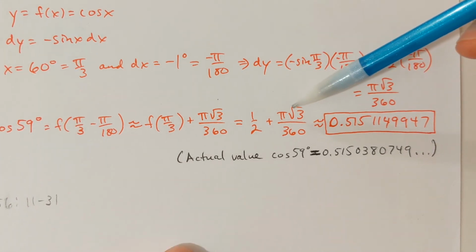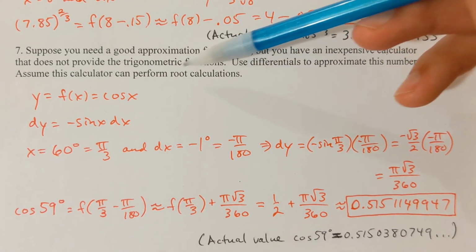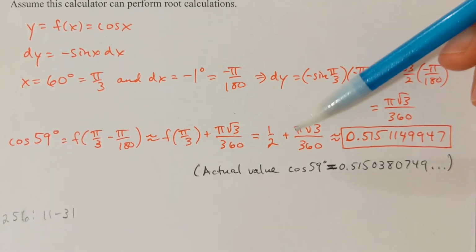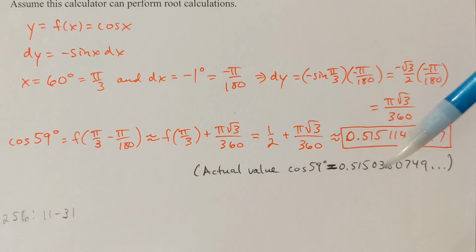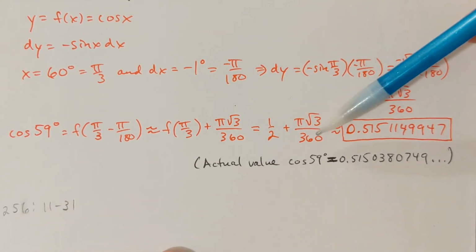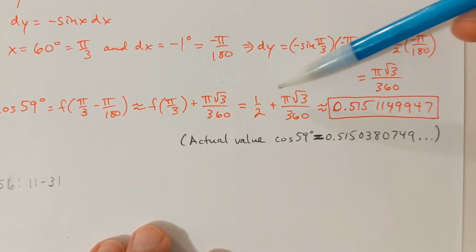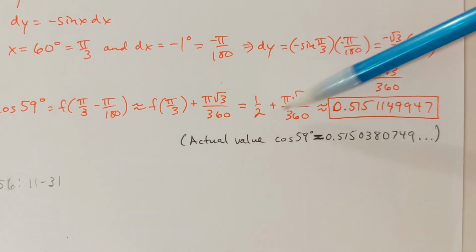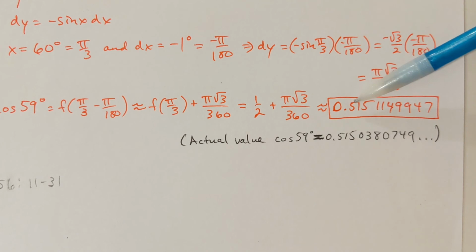Now we are able to assume that the calculator can do root calculations, like suppose it can compute the square root of 3. Also suppose that it has a pi button on it. I guess if it doesn't have a pi button, you can always just use 3.14159 or something. You can approximate that number also. So now you can go to the calculator, the one that doesn't have trig functions, type this expression in, and you get roughly 0.51511499947.